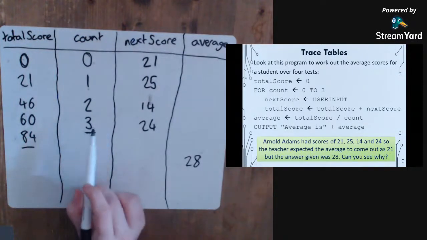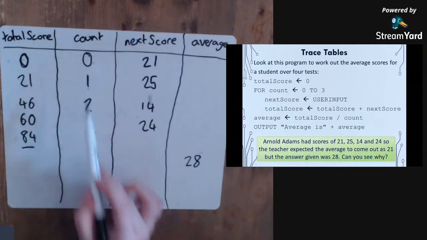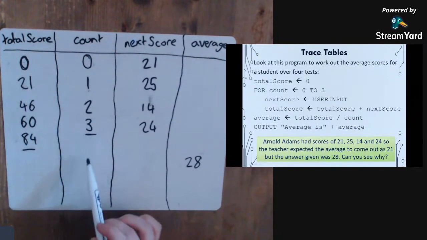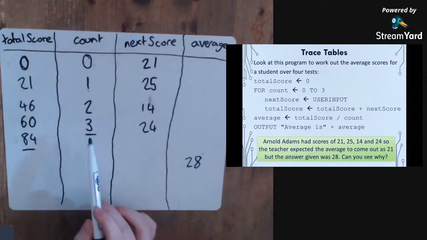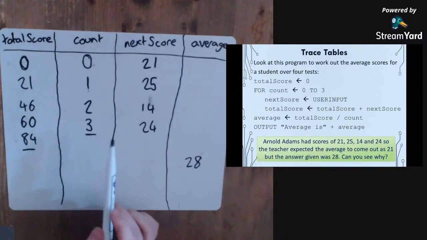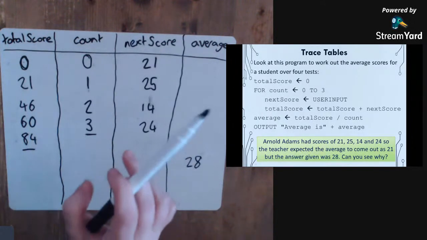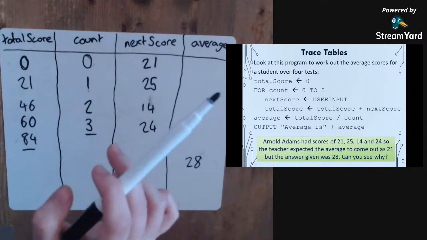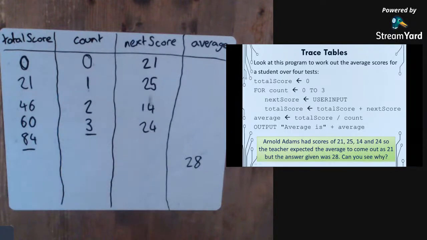So the issue that we've got here is that we're counting from 0 instead of counting from 1, and we're counting up to 3 instead of counting up to 4. So the way we can fix this is, instead of writing 0 to 3 up here, we could write 1 to 4. That would be the way that we could fix that problem.